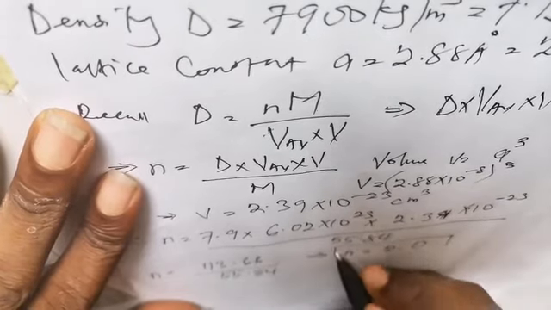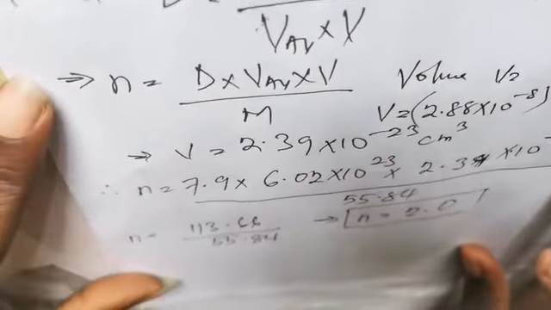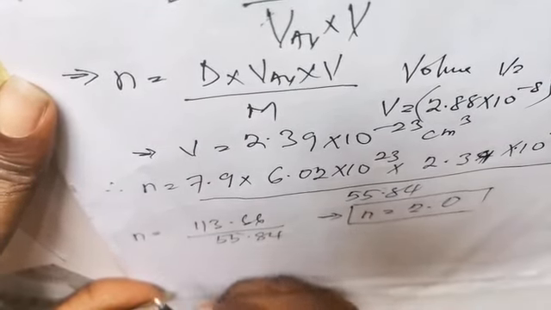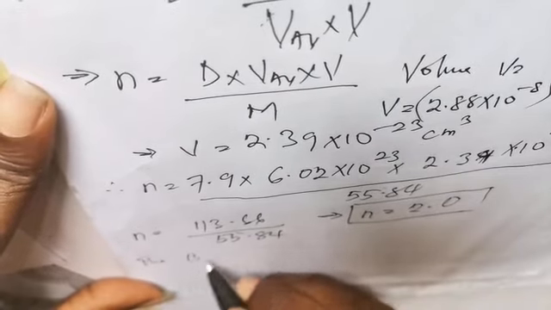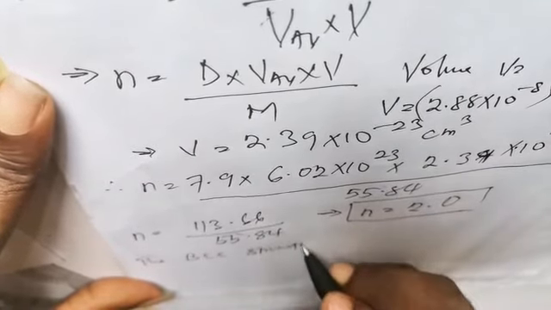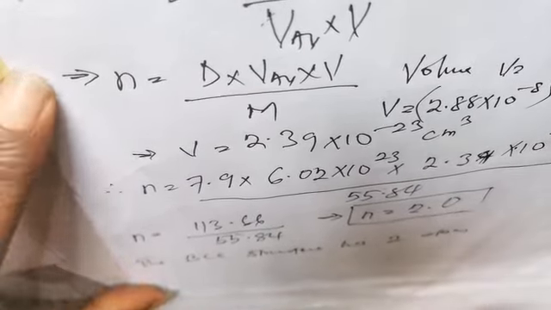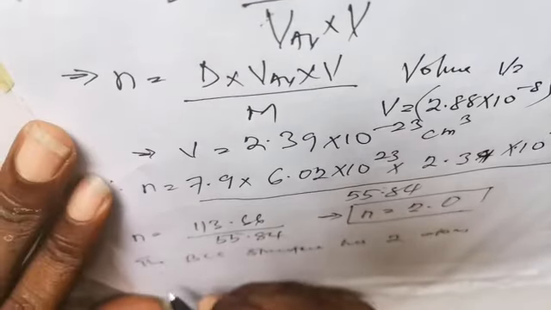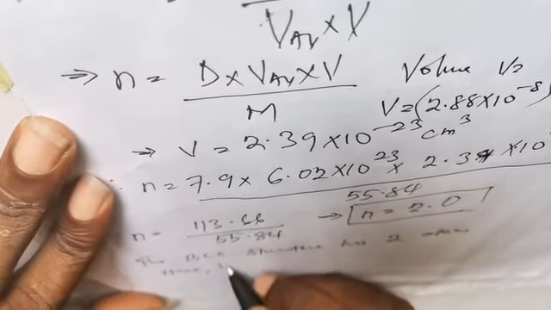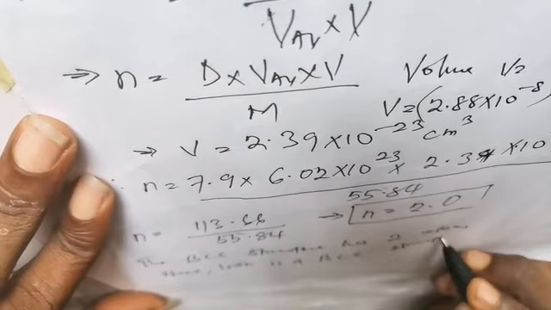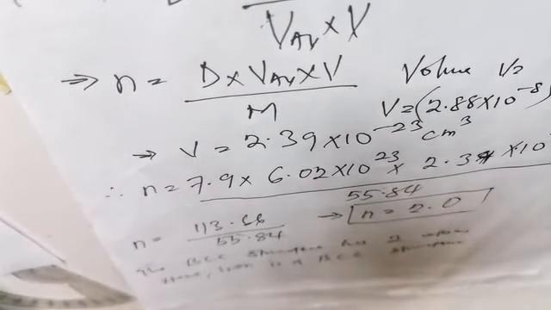Now, the number of atoms is given as 2.0, and we know that the body center cubic structure, the BCC structure, has 2 atoms. Hence, iron is a BCC structure. Alright, so iron is actually a BCC structure since we obtained the number of atoms to be equal to 2. Alright, so that's it for that particular question.